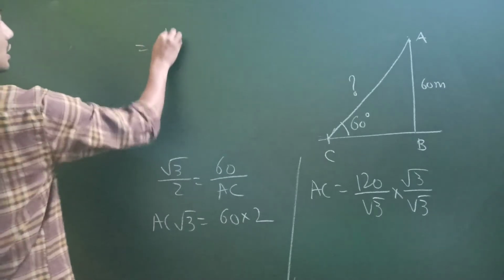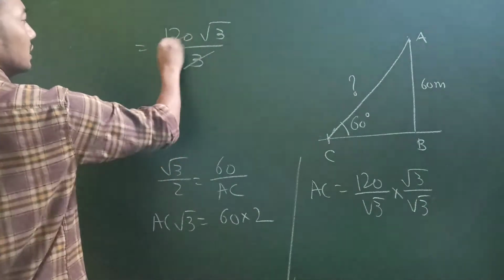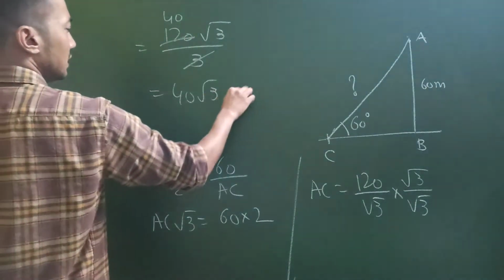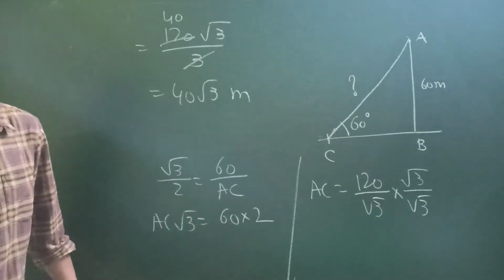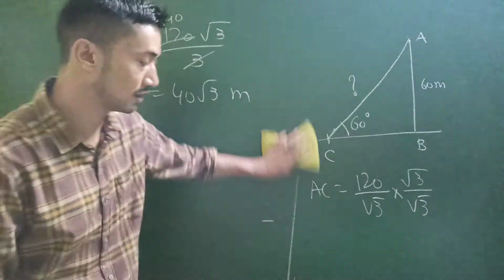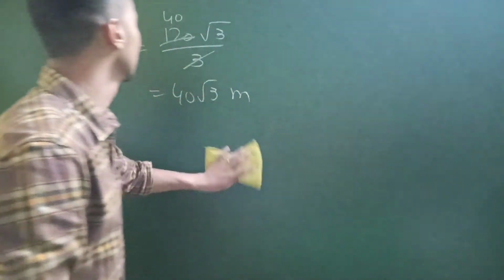So what will that be? 120 root 3 by 3. That is 40. So 40 root 3 meters is the length of the string of the kite. Got that? Very simple question again, right? Okay, done. Let's quickly move to the last question.